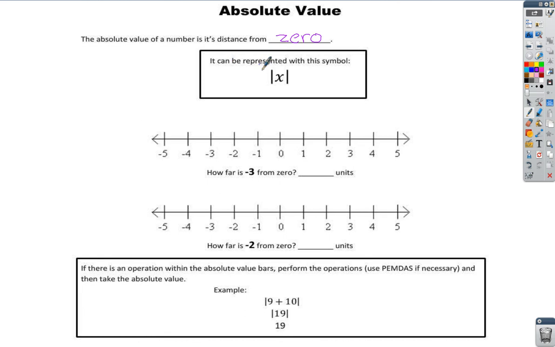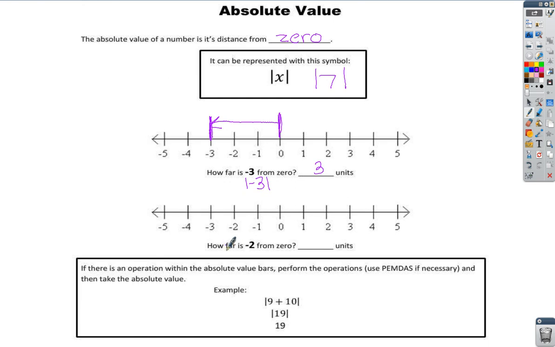We can write absolute value with the absolute value bars and a number in the middle. So if we said the absolute value of 7, we would write it like this. So let's look down here. How far is negative 3 from 0? So here's 0, and here's negative 3. How far is negative 3 from 0? How many spaces? 1, 2, 3. So it's 3 units away. The absolute value of negative 3 would be 3.